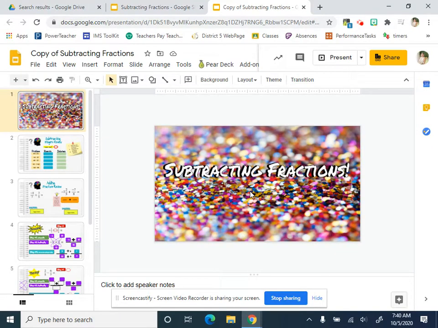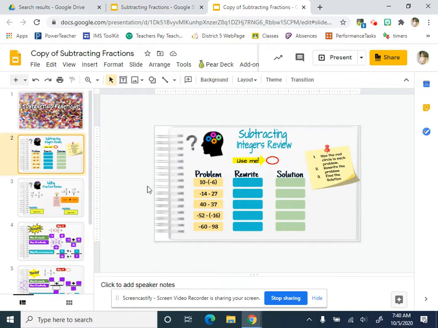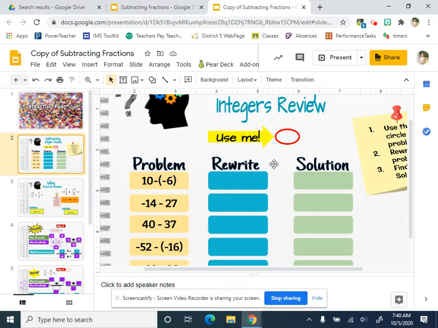Hey guys, so your lesson today is going to be on subtracting fractions that are positive and negative. But before we do that, let's review how we subtract integers. I'm just going to zoom in so you can see.